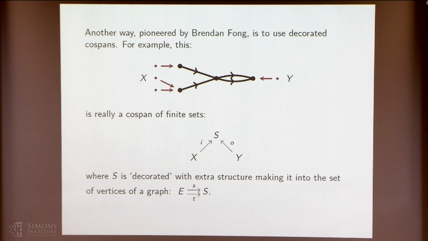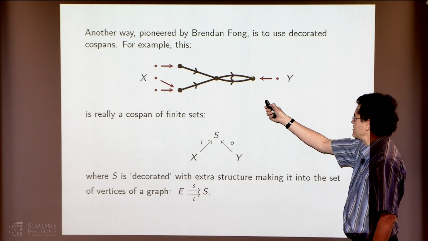But the idea of a decorated cospan is that we want to take this object here, in this case this finite set S, and decorate it with some extra structure, which is the extra structure present in our network, whatever that may be. In this particular case, the extra structure is that we've got a graph here, not just a set of vertices. So the extra structure is to say, we don't just have the set S, we also have a set E of edges, and every edge has a source and target. Each edge here has a source vertex and a target vertex.